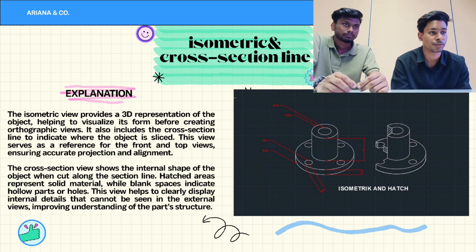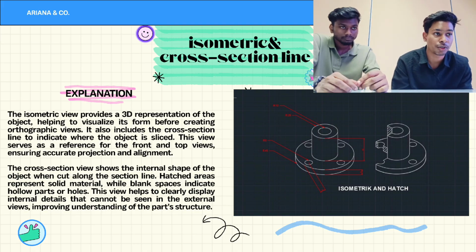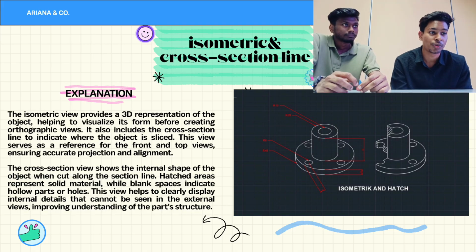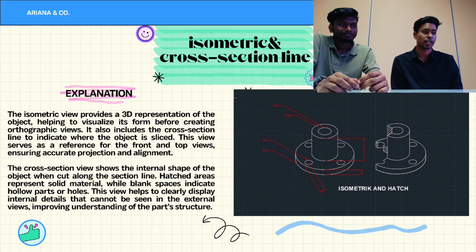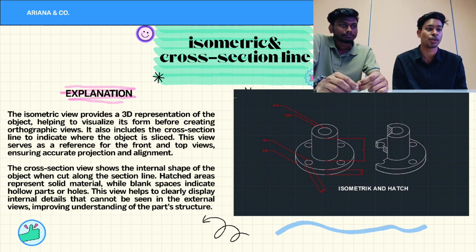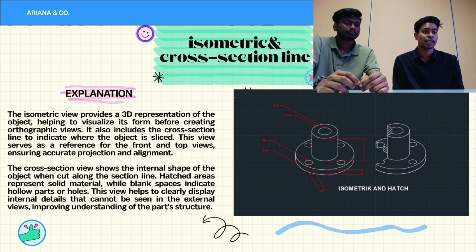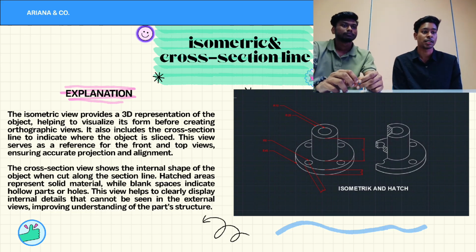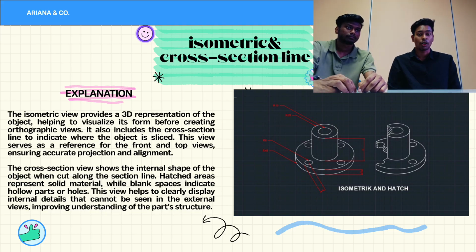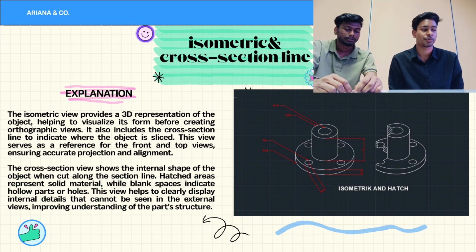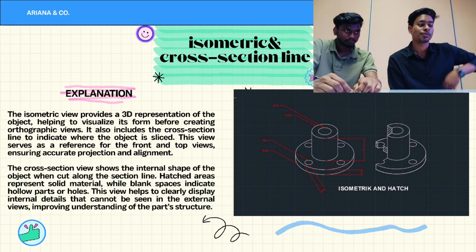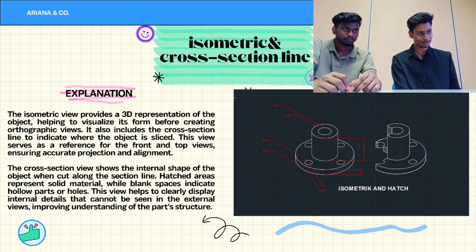projection alignment. So the cross-section view shows the internal shape of the object when cut along the section line. Hatch areas represent solid material, while blank spaces indicate hollow parts and holes. This view helps to clearly display internal details that cannot be seen in the external views, improving understanding of the part structure.